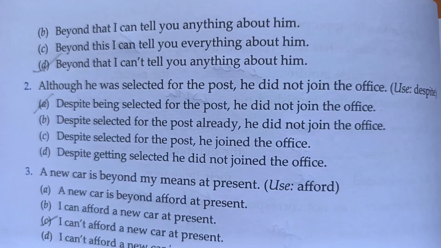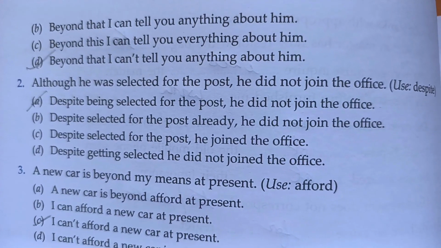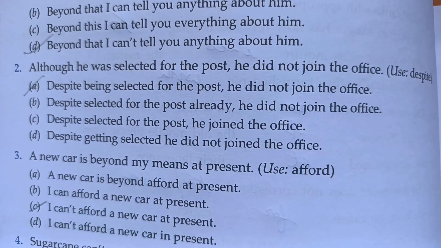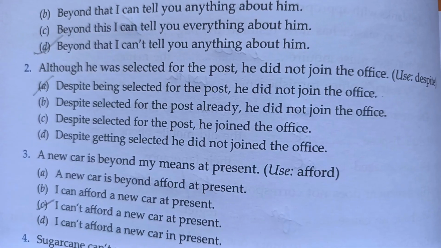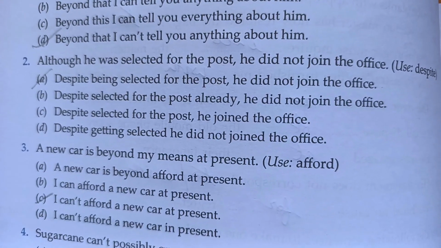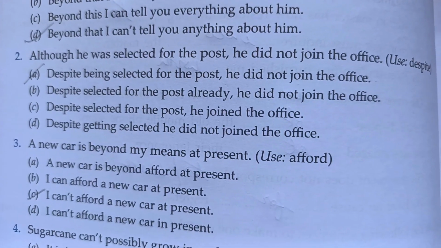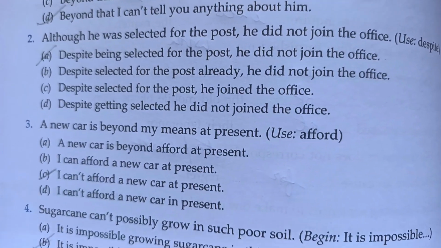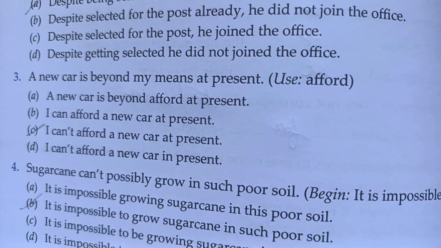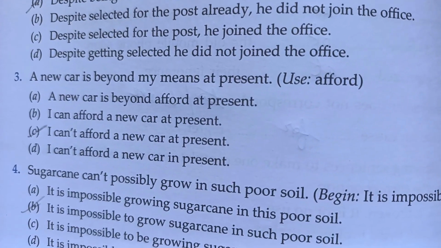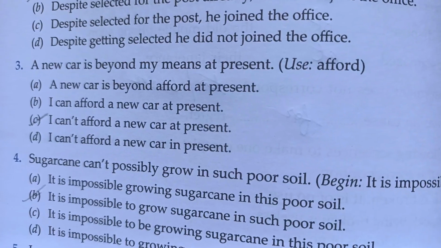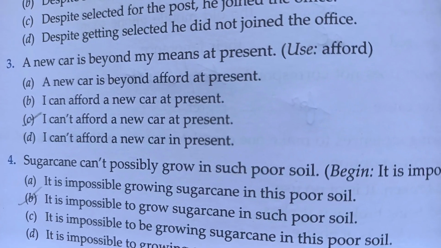Second, although he was selected for the post, he did not join the office. So here you have to use despite. So option A is correct. Despite being selected for the post, he did not join the office. Number 3, a new car is beyond my means to present. So here you have to use afford. So here option C is correct. I cannot afford a new car at present.